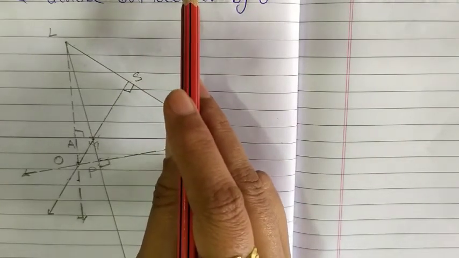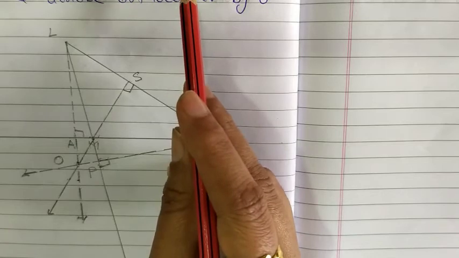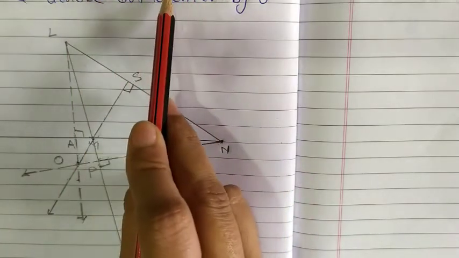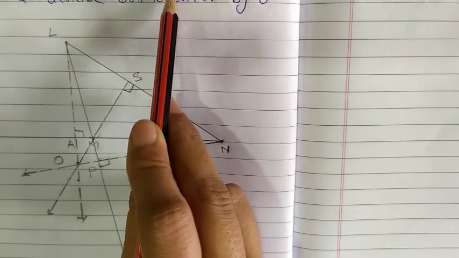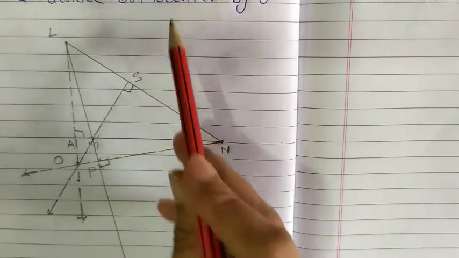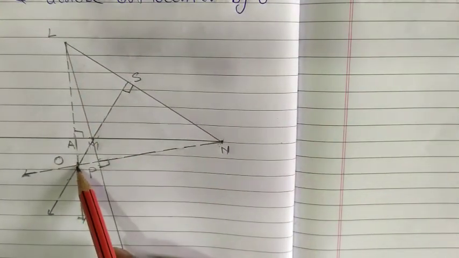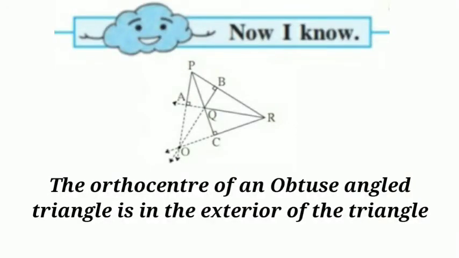And remember that the orthocenter of an obtuse angled triangle is exterior to the triangle. This is the triangle LMN, and the orthocenter is exterior to the triangle. Now I know the orthocenter of an obtuse angled triangle is in the exterior of the triangle.